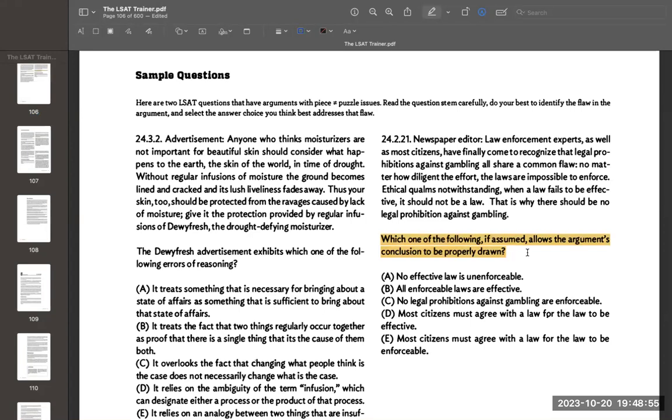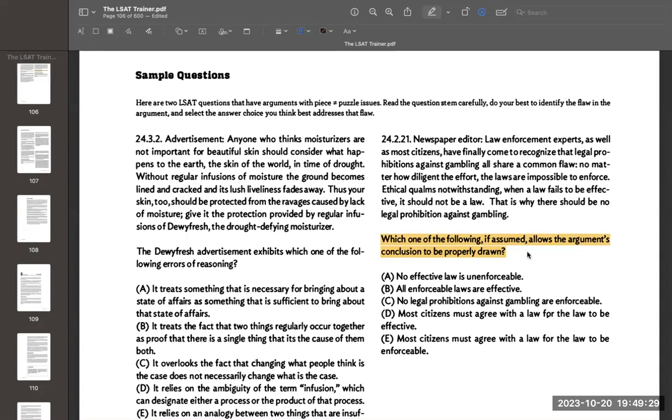So in this case, the question stem reads, which one of the following, if assumed, allows the argument's conclusion to be properly drawn? So if you're familiar with the various different types of questions, you will know that this is a sufficient assumption question. We're being asked which of the answer choices, if we added it to the premises of this argument, would get us to the conclusion, would allow that conclusion to be properly drawn.